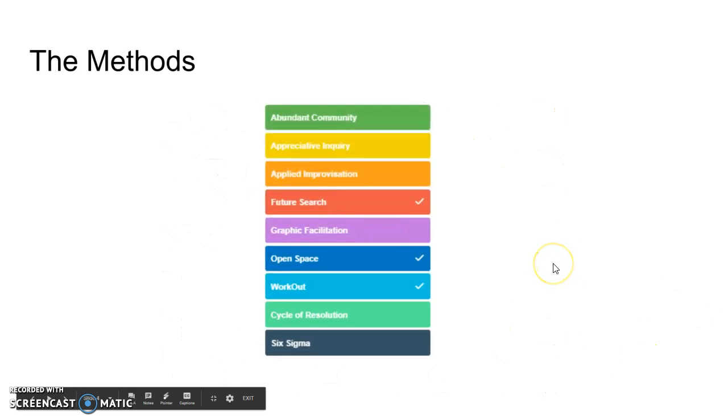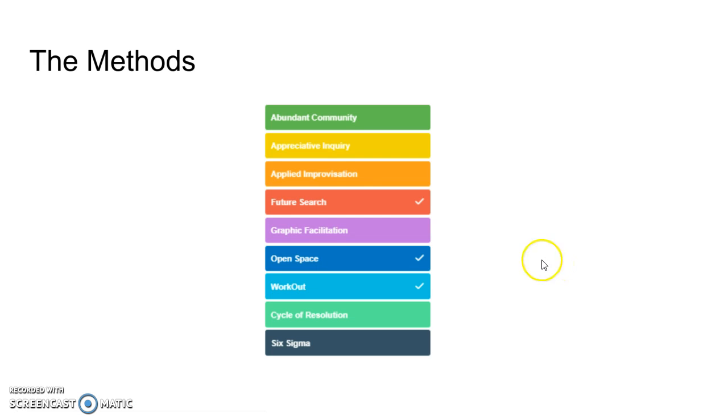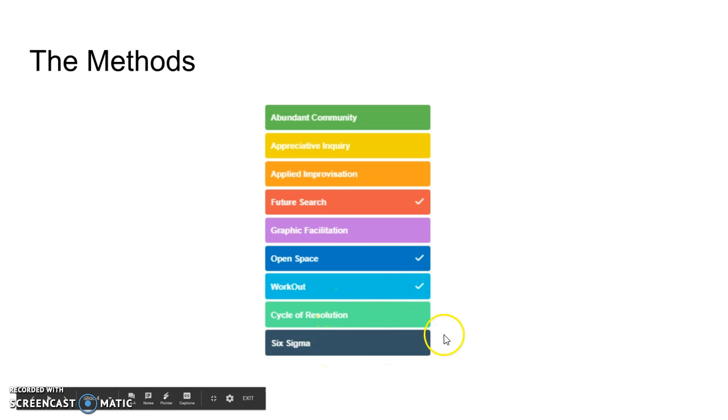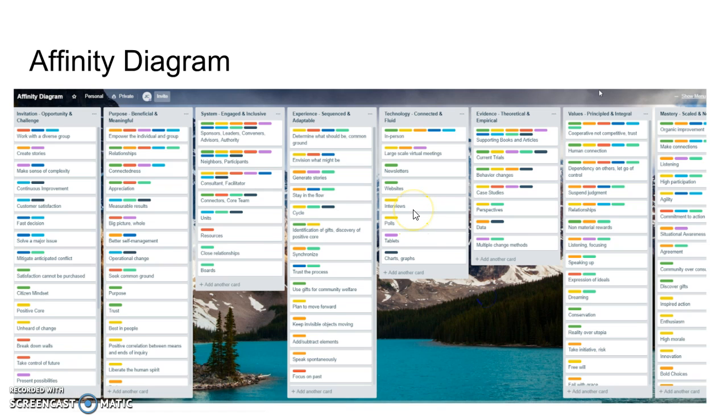I used a couple different methods for my study of the mind map and the affinity diagram. The first couple here are the ones that were required, but then I chose workout, cycle of resolution, and Six Sigma, and came up with my affinity diagram.